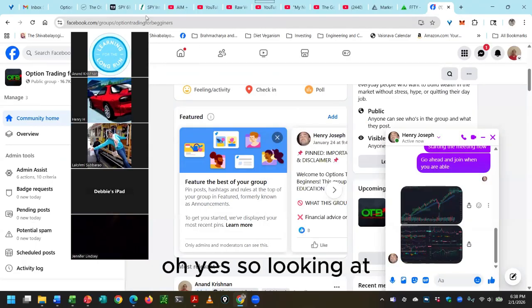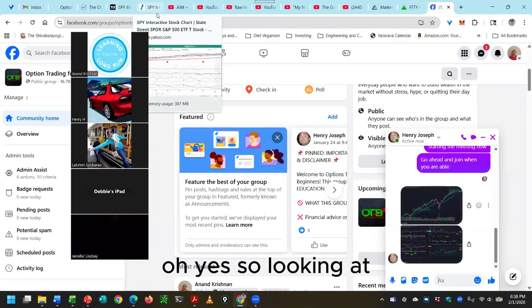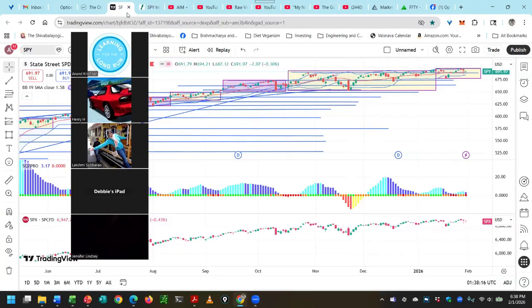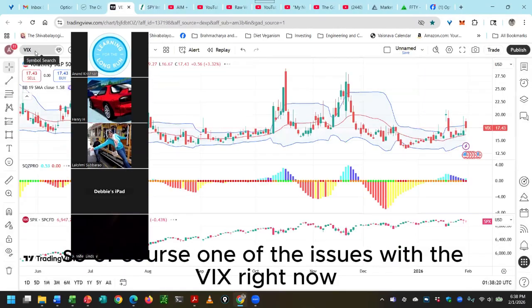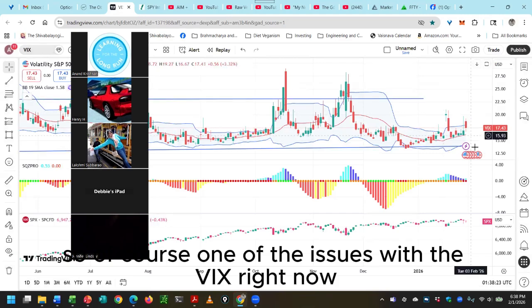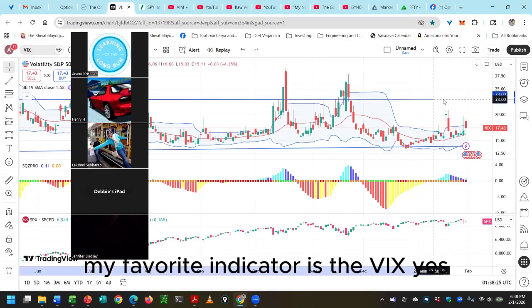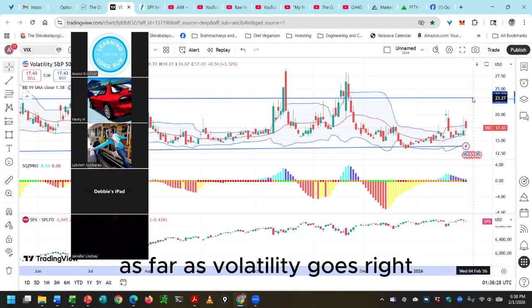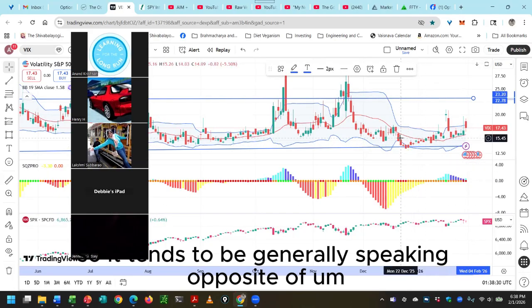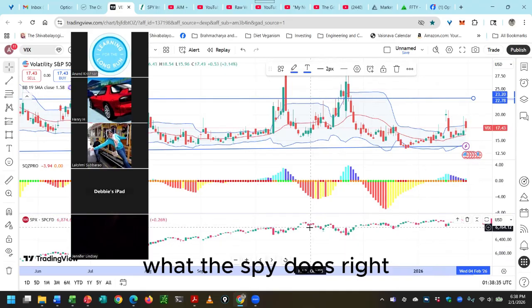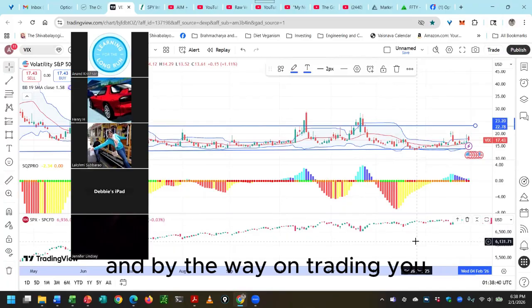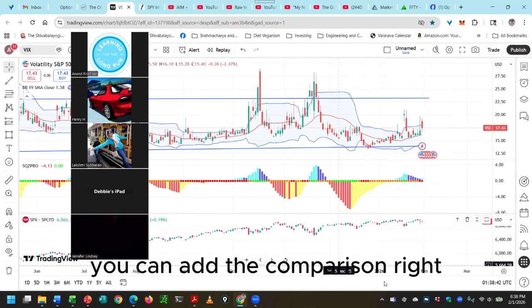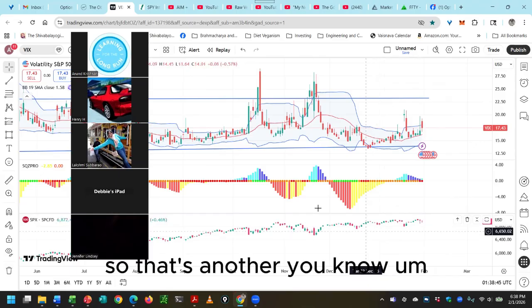Oh, yes. So looking at the VIX, of course, one of the issues with the VIX right now. My favorite indicator is the VIX, as far as volatility goes. It tends to be, generally speaking, the opposite of what the SPY does, and you can see the comparison here. And by the way, on TradingView, you can add the comparison.